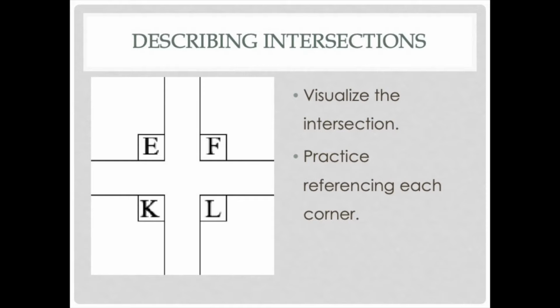Next, let's practice referencing the different corners of an intersection. Use B hand shapes and non-manual markers to indicate the near corners, right and left, labeled L and K on the diagram. Use bent B hand shapes and different non-manual markers to indicate the far corners, labeled F and E.